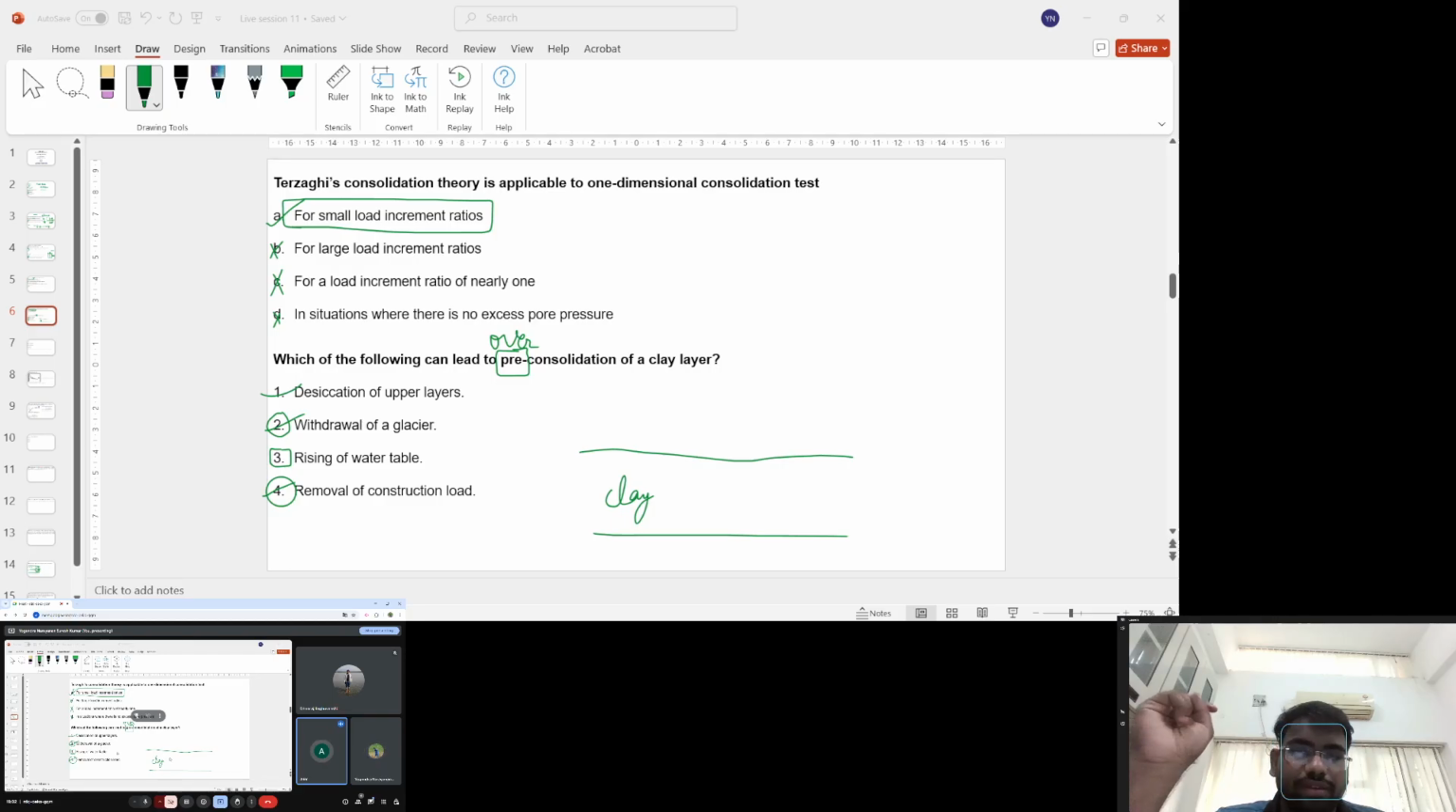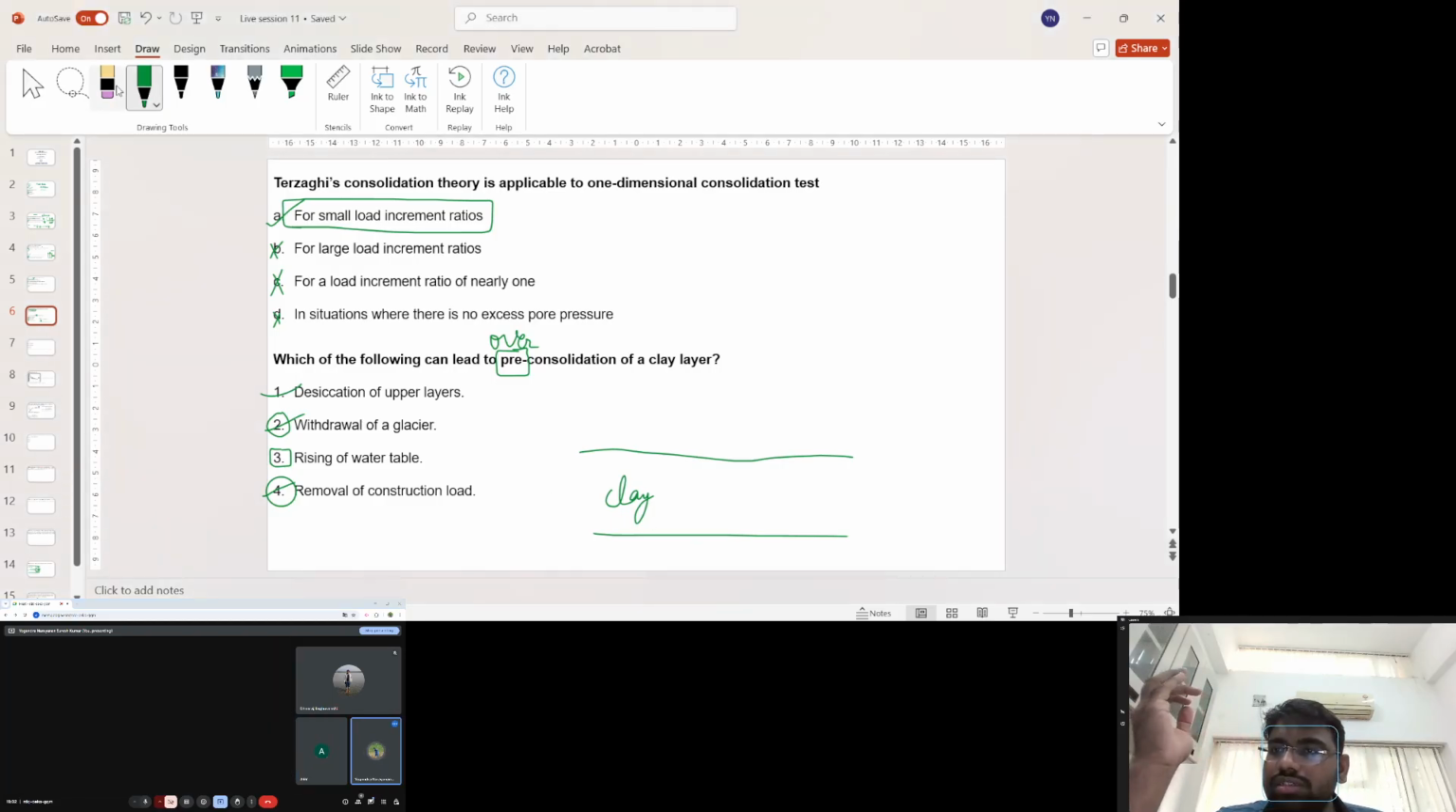Withdrawal of the glacier. Since this question is creating confusion, let me reframe this question as such. Let us consider this as over consolidation of a clay layer: what can lead to over consolidation of the clay layer? All right.